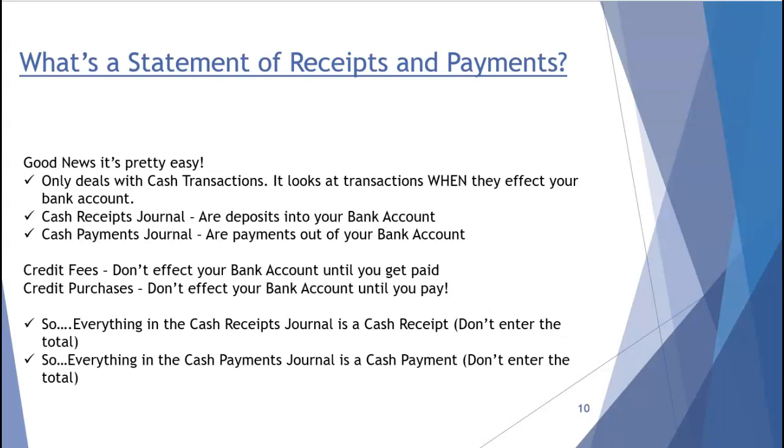They affect your bank account immediately a transaction is entered into those journals. Your credit fees journal doesn't affect your bank account until some point in the future when you actually get paid for the invoice that you've issued to your customer. And on the other hand, your credit purchases don't affect your bank account until you actually go and pay the supplier who has given you some supplies that you haven't paid for yet.